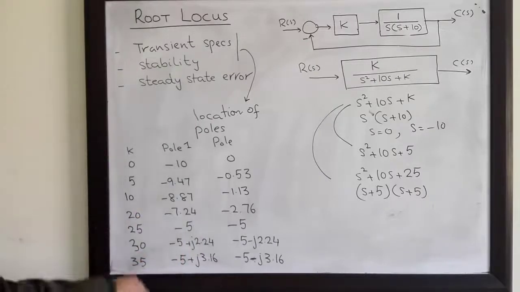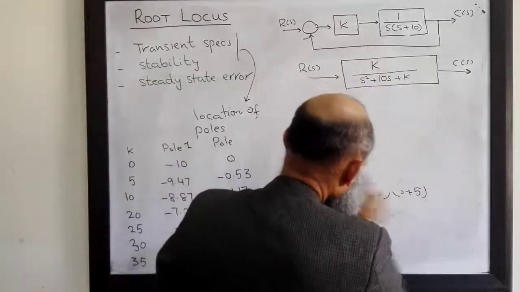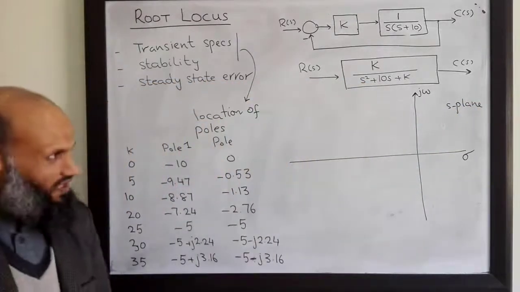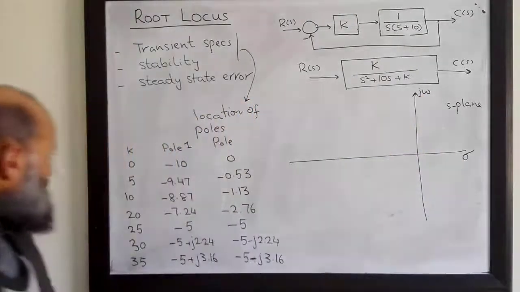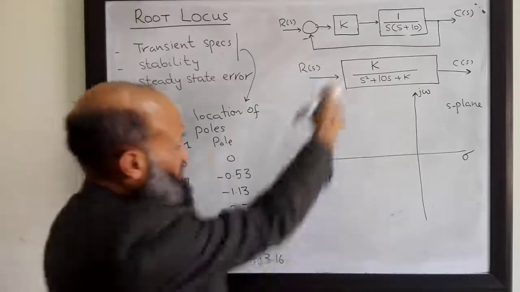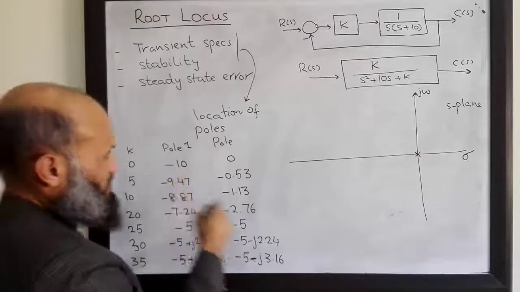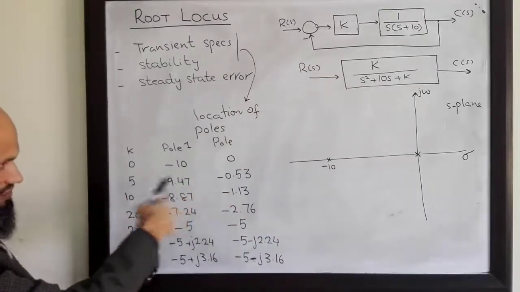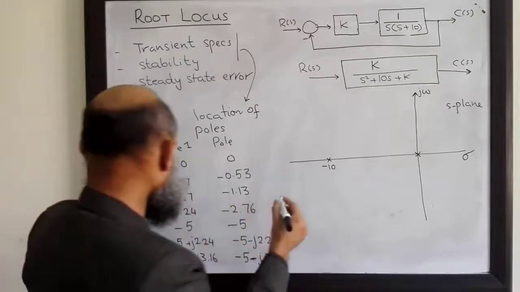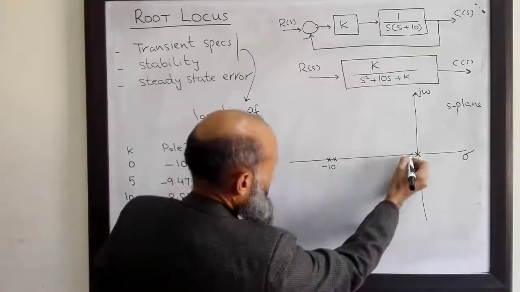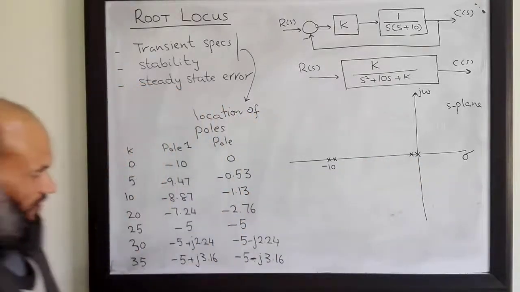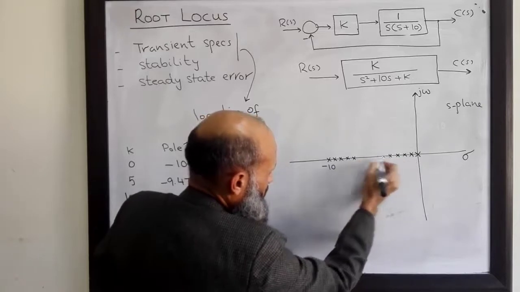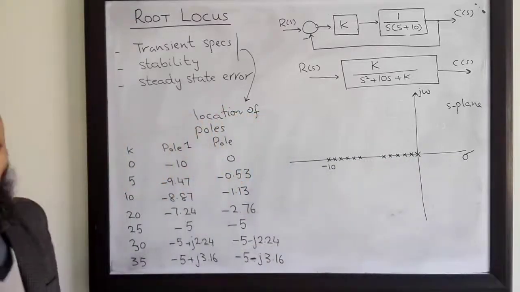We can show this variation in the S-plane, which is a complex plane with real axis and imaginary axis. For k equal to 0, one pole of this system is at the origin, the second pole is at s equal to minus 10. As we increase the gain, the location of the poles changes. For k equal to 5, one pole is at minus 9.47 and the second pole is at minus 0.53. Similarly, for other values of gain, we have the closed loop poles at these locations.